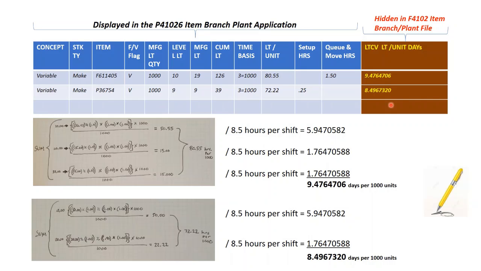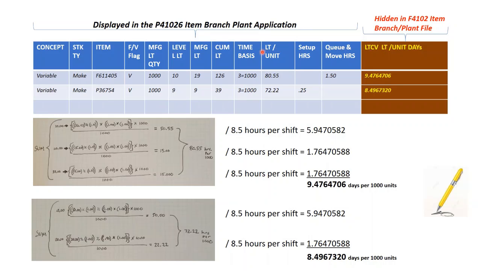Now, I gotta say, all the lead time attributes are stored in the item branch, and you can view these using the P41026 item branch application. However, there's one additional lead time attribute that is calculated and stored in the item branch file, but you cannot view it from the screen or the application. And that is called the lead time per unit days.